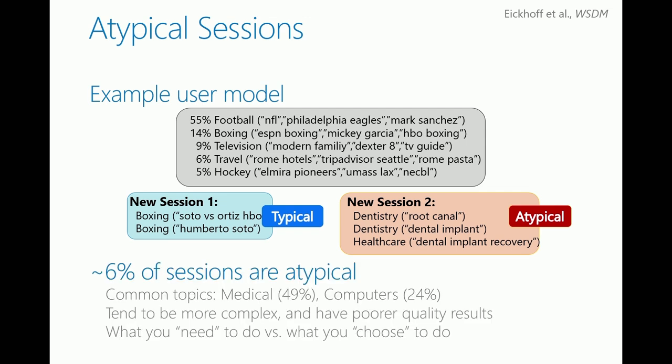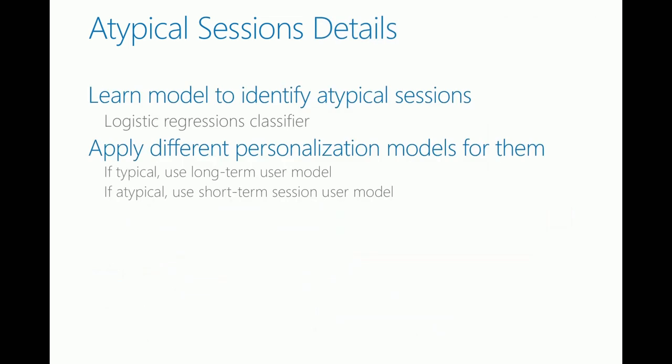And it turns out that about 6% of search sessions are atypical like this, if you look at the topical distribution of people's queries. The most common topics when you have an acute information need that deviates from what you do typically are medical stuff and, interestingly, computer troubleshooting. There's a lot of things that go wrong with our fancy technologies. These kinds of sessions also tend to be more complex and have poorer quality search results to begin with. And so personalization can really help here. You can think of these atypical sessions as doing what you need to do versus doing what you want to do. And again, personalization is really helpful when you can do this.